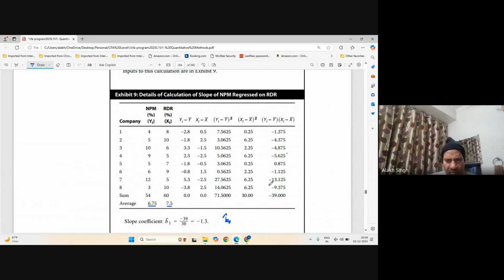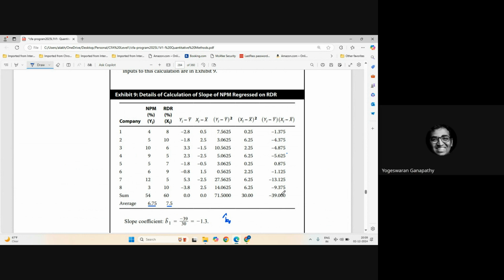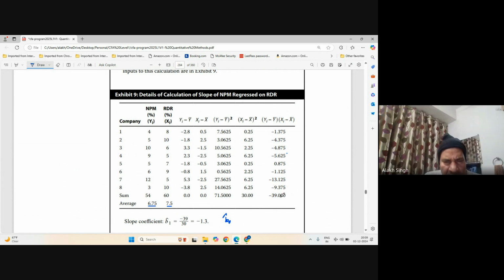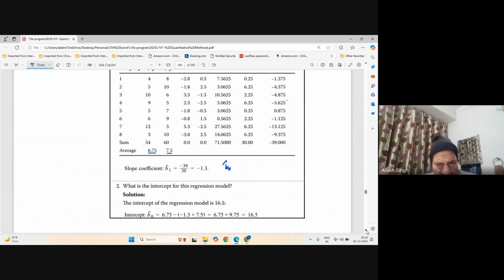So you don't even need to do this. Covariance is 39 by 30, and 39 by the sum of xi minus x bar whole square, which means 39 by 31. Oh, beta was already calculated. Then what is it asking? Oh, it is asking for correlation. So how will you calculate that?